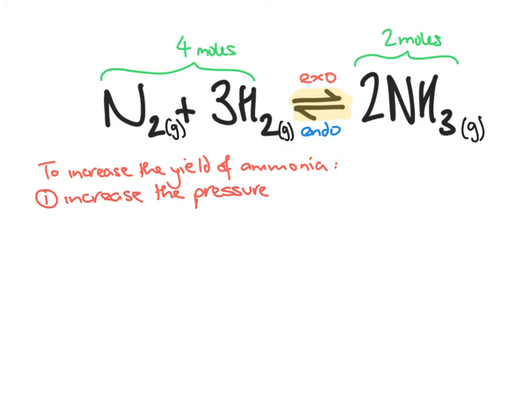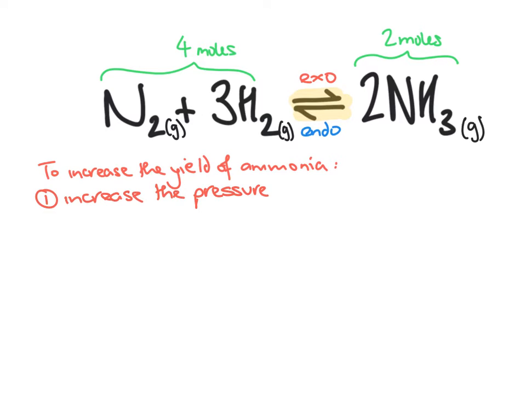So what about temperature? So we want to favour the exothermic direction. We want to favour the reaction going from left to right because we want to produce more ammonia. So we need to encourage the system to release more energy. So to do that, we have to ensure that there's less energy to begin with, if that's the right way of putting it. So we're going to use a lower temperature.